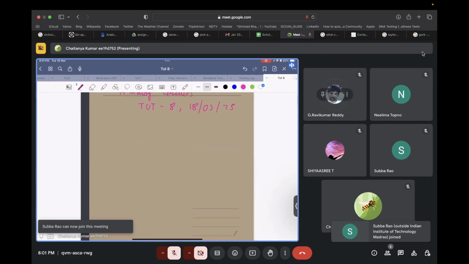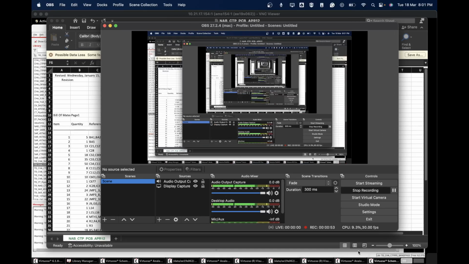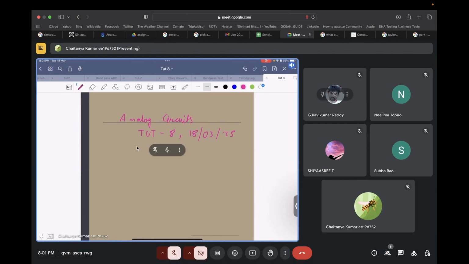Okay, so welcome everyone to the eighth problem solving session of analog circuits. In this week, we have dealt with circuits like clipper and clamper circuits, consisting basically of diodes and BJTs. So we will be solving a few questions on that. Before that, let's touch upon some aspects that were left hanging in the previous class.